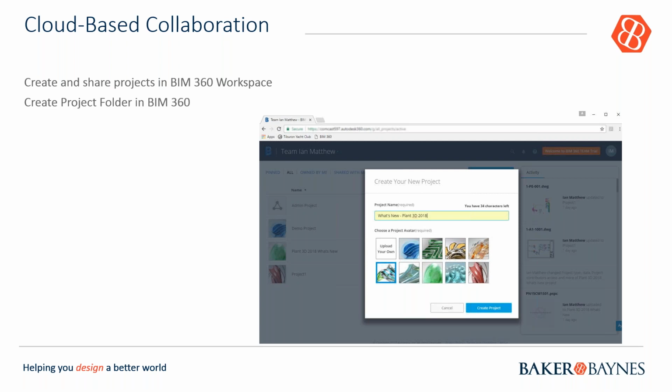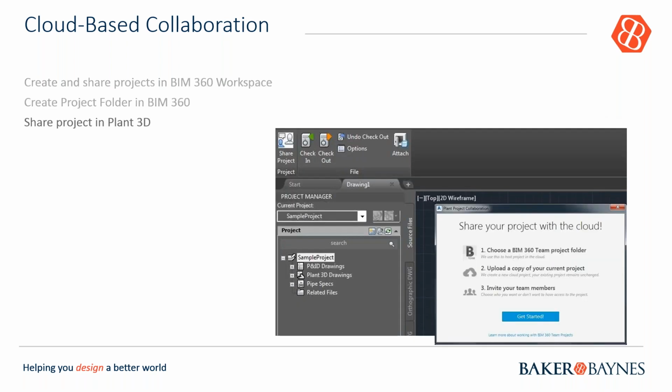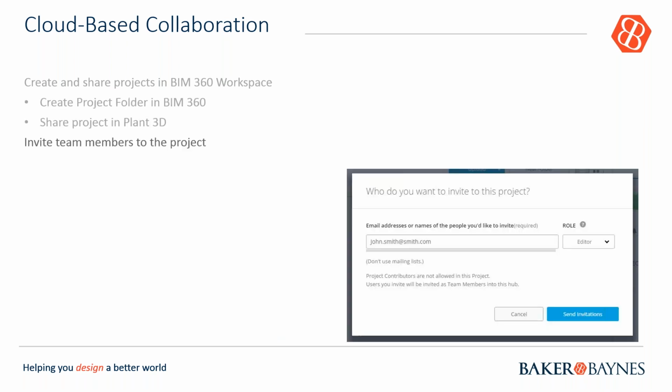If we look at sharing projects in Plant 3D itself, once a project folder is created, the projects can be created locally and can be uploaded to the cloud platforms to be shared. You can also invite team members to the project. So by creating the project, you can invite team members. Persons that you invited can either have edit permission rights or viewing rights into the file.